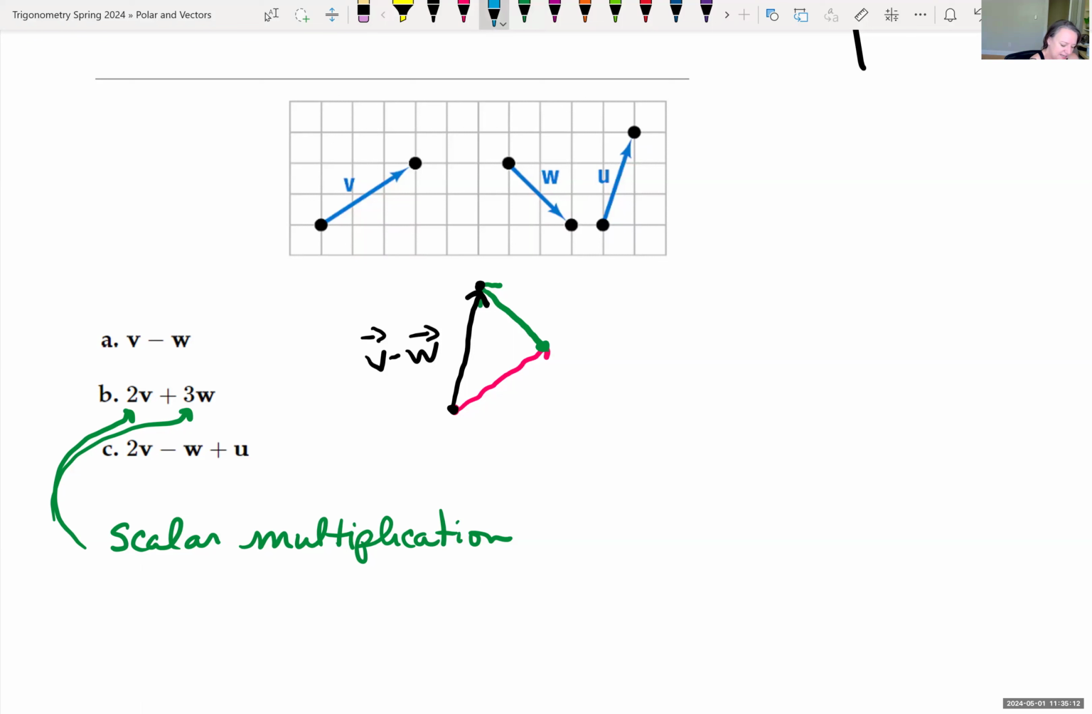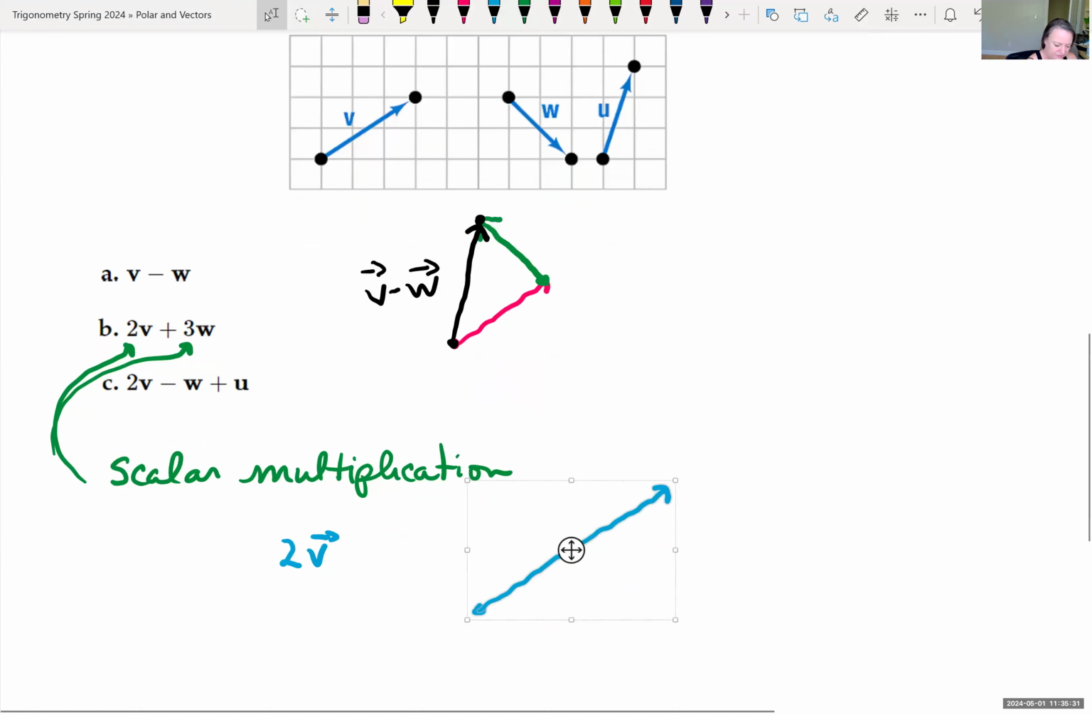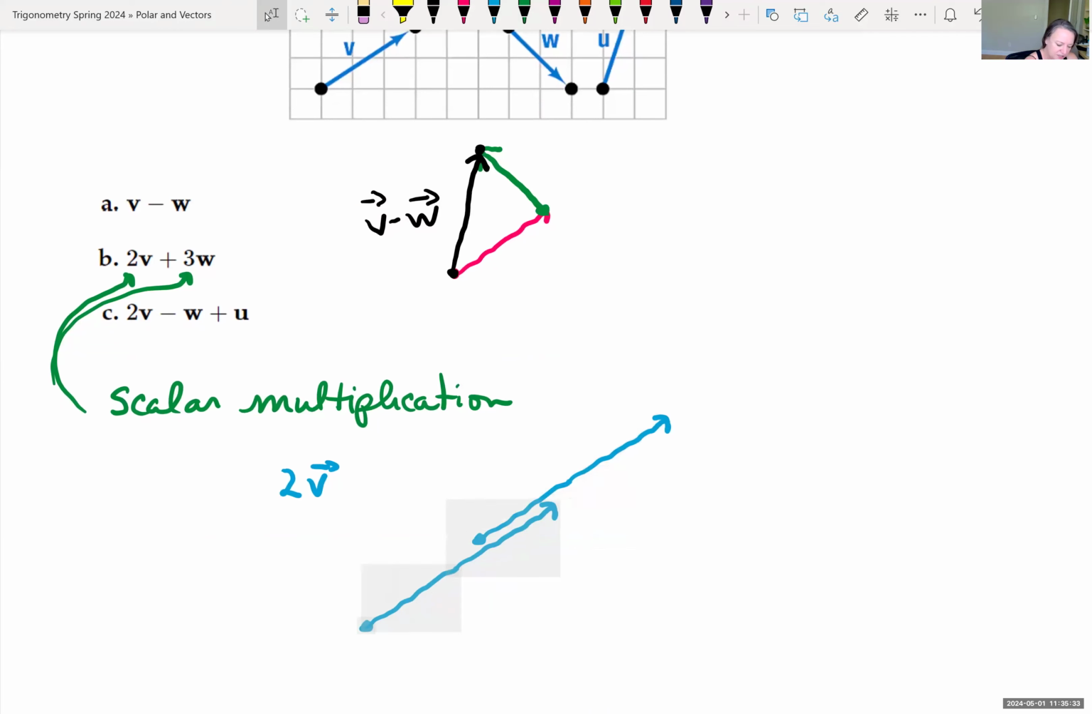So if I look at 2 times v, I'm just going to take this and extend it out twice to make that length. That's going to be about right here. I'm going to pull this out and move it down. So here is our 2v.